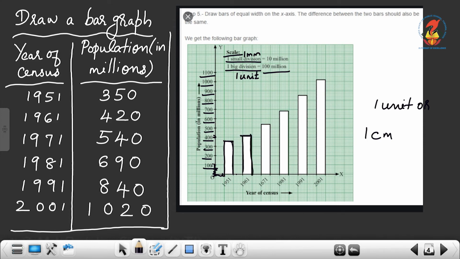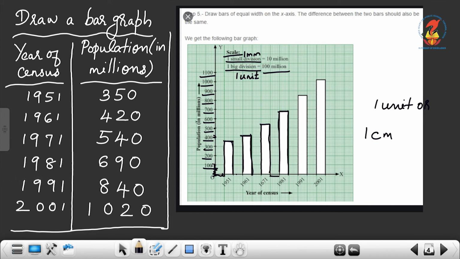So 420. Then for the next one, again leave 1 centimeter. Then the next bar, and 1971 it is 540. Between 500 and 600, the middle one will be 550, one line just below that. Once more, this one will be 540. Then again leave 1 centimeter. The next bar represents 690. This one is 700, and just below that we have 690. We draw the vertical bar. Again leave 1 centimeter.